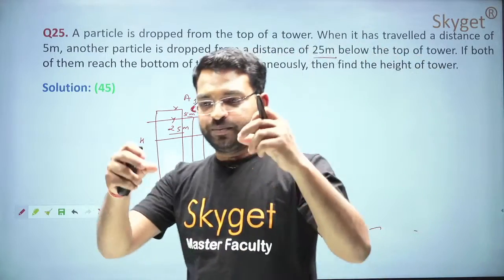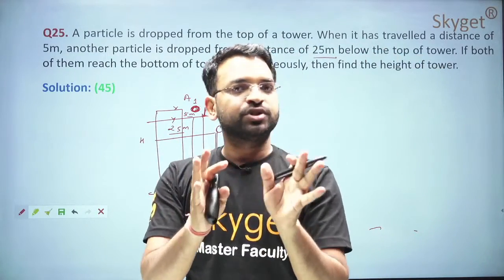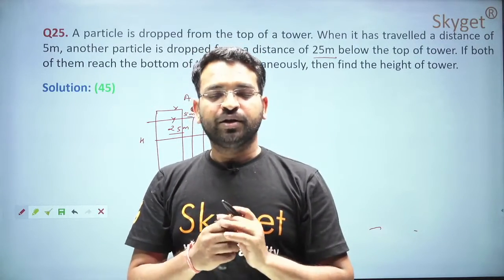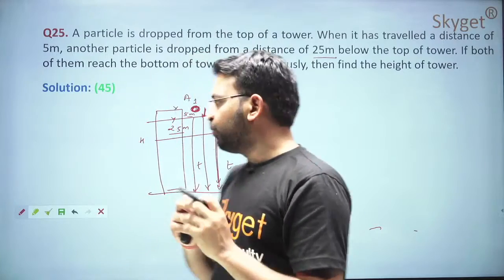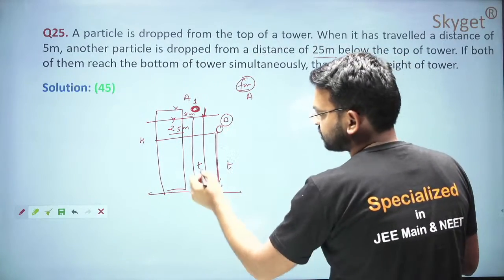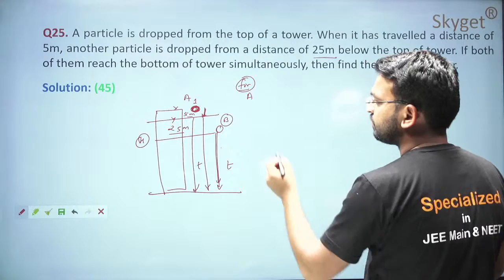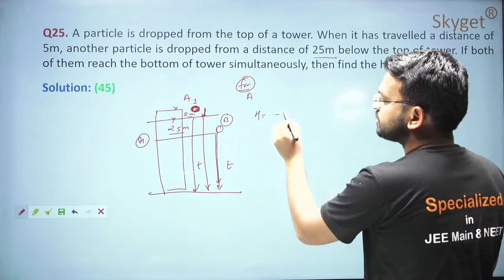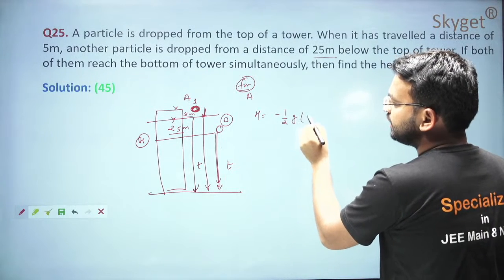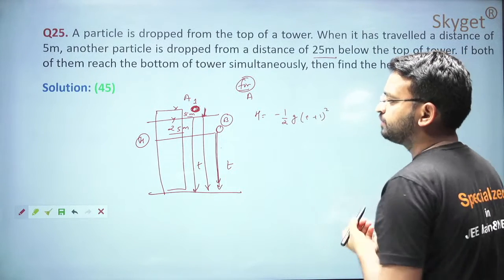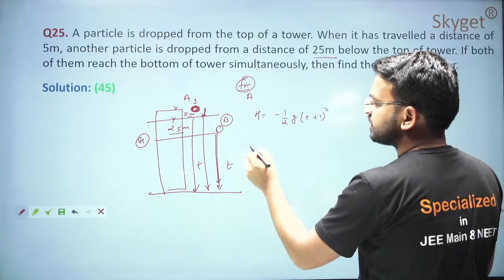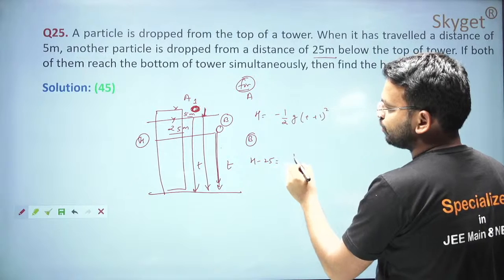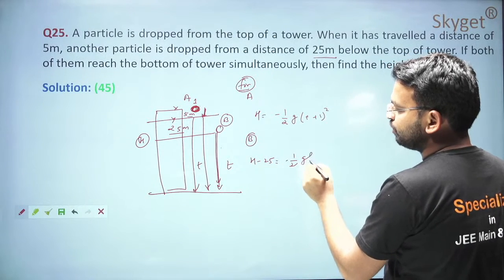because if we say that two objects are reaching at the same time, consider 2 seconds. It means the first has already covered 1 second, right? So in that time, suppose this is your height h. For A, I can write h equal to minus half into g into (t plus 1) square. I hope you understand. And for B, I can write that h minus 25 is going to be minus half of g into t square.